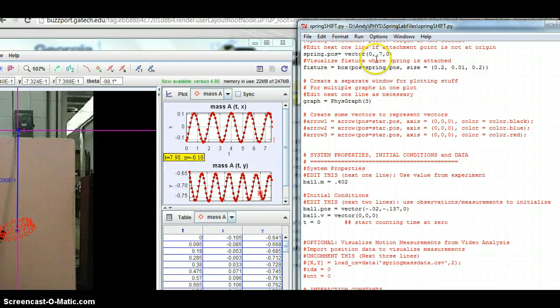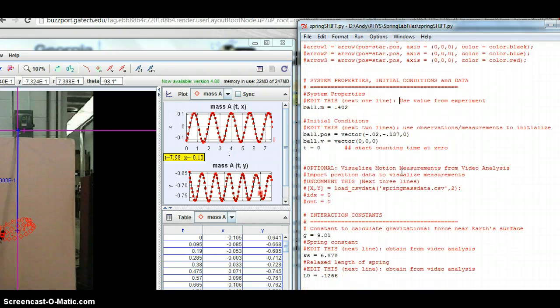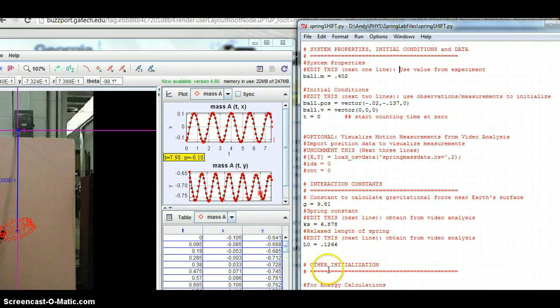Lastly, what if I had chosen the origin of the system to be at the equilibrium point? Well, then I would just have to shift this spring dot pos up to 0.7, as well as the initial position of the ball, and consequently the spring constant and the L naught would be the exact same, because although these oscillations would all be shifted, the period would be the same in both cases.